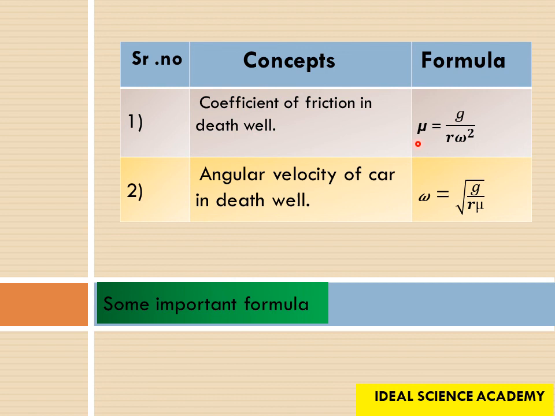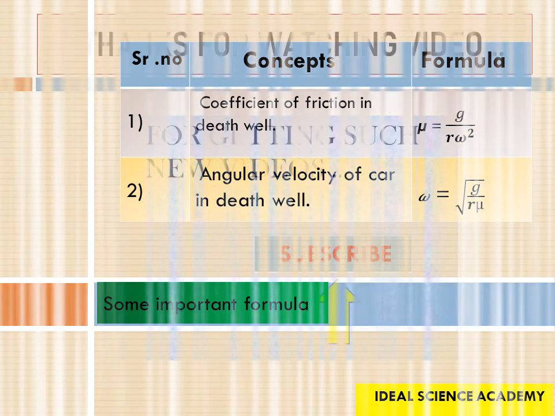So these three are the formulas of death well. Coefficient of friction mu equals to g upon r omega square, and angular velocity of car in death well, omega equals to under root g upon r into mu. So these are the formulas in the rotational dynamics of half sessions. After that, next point we will start in our next video.